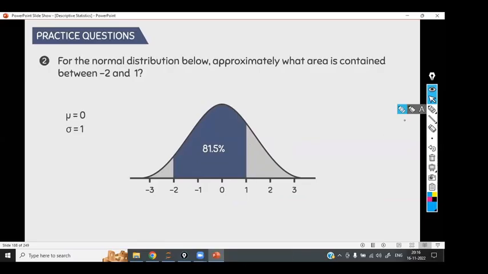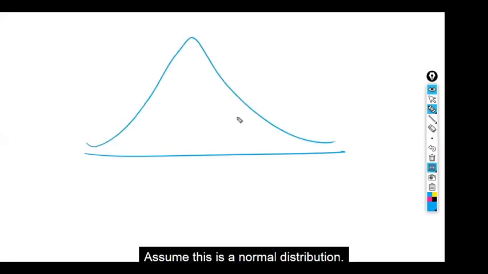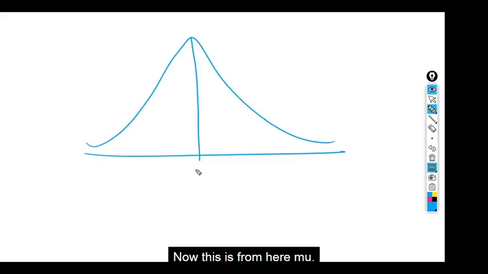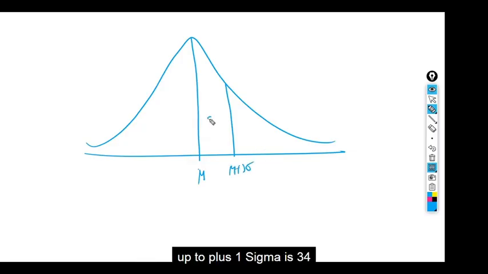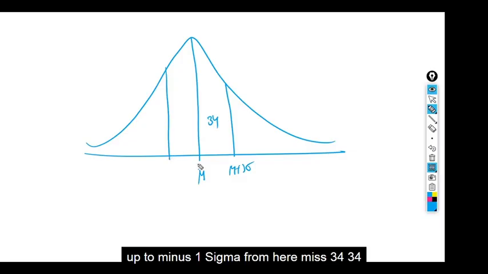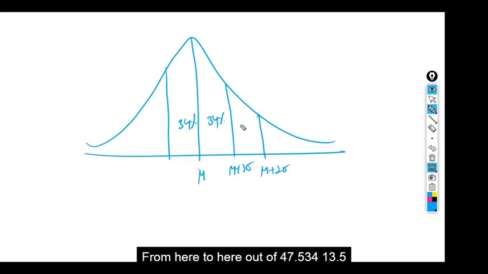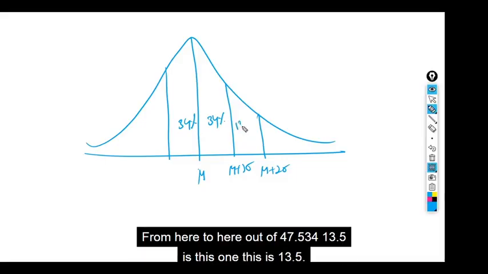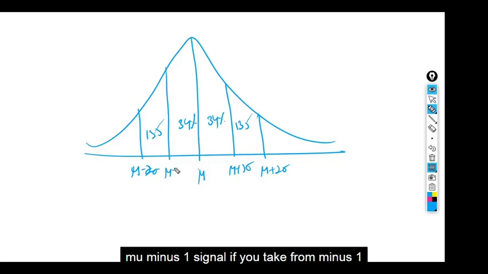Now, actual question. So here, assume this is a normal distribution. Now, this is from here mu up to plus 1 sigma. What is the area up to plus 1 sigma means 34. Up to minus 1 sigma from here means 34. 34% and 34%. And from here to here, out of 47.5, 34, 13.5 is this one. This is 13.5. From minus 2 sigma to mu minus 1 sigma.